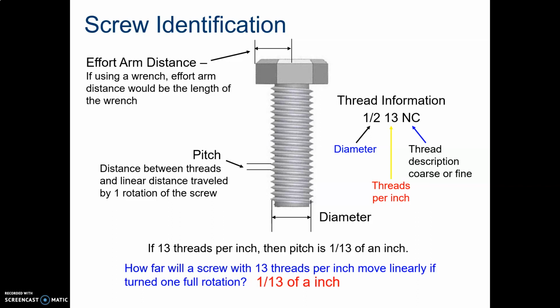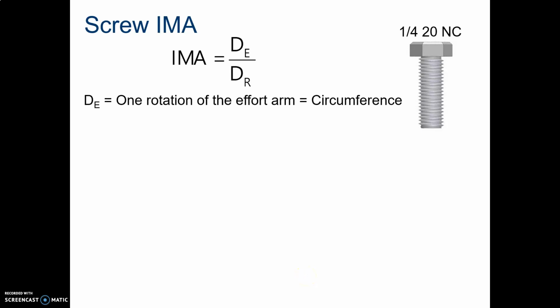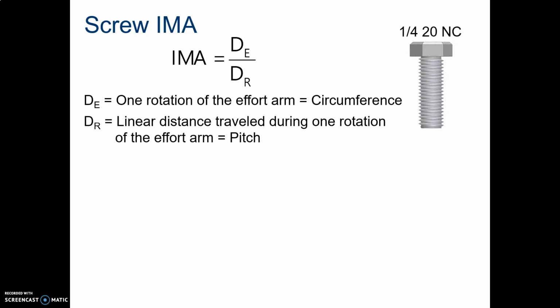So when you turn it, it's going to go the distance between those two threads, which in this case is 1/13. The ideal mechanical advantage is the effort distance divided by resistance distance. So that should look familiar. The effort distance is one rotation of the effort arm. So if we're using a wrench, we're going to find the circumference of that, while the resistance distance is the linear distance traveled during one rotation of the effort arm. So it's how far it goes with one rotation, which is the pitch of that screw.